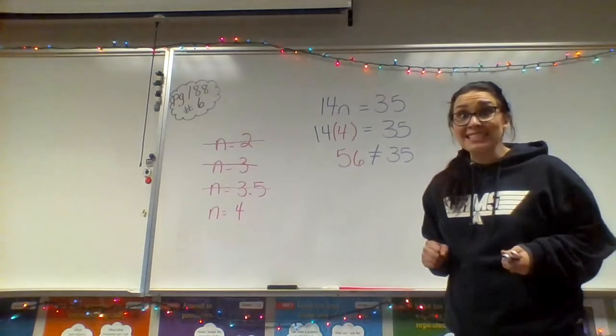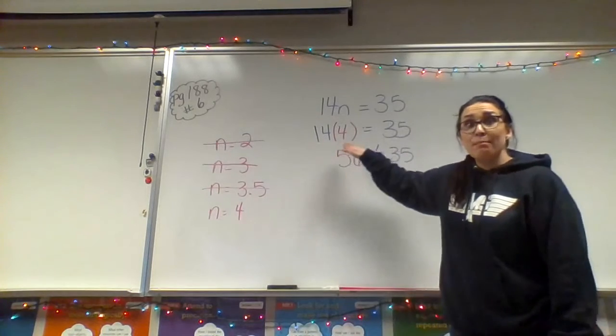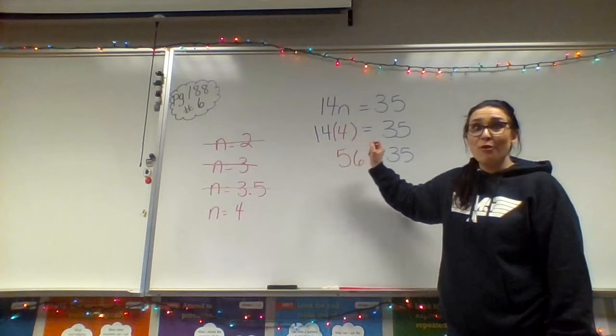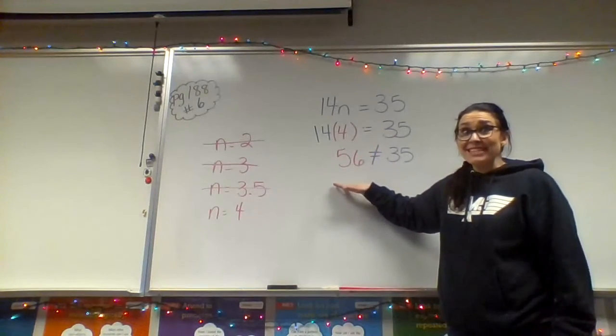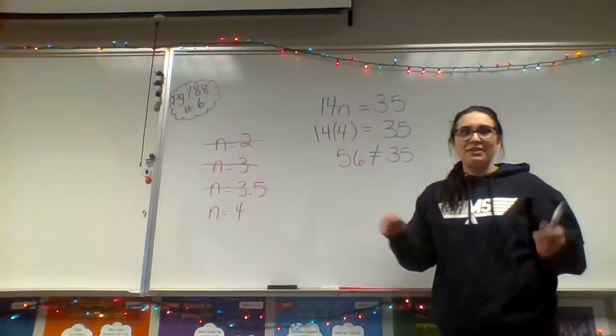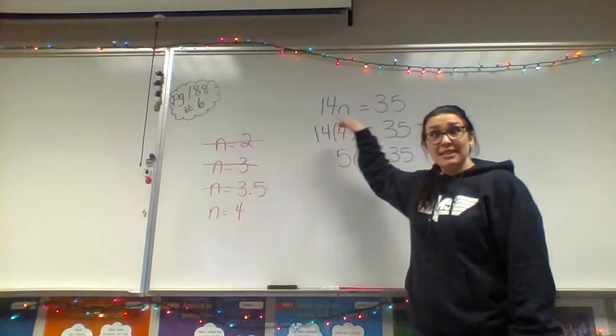Lastly, my friends, the last possible solution we had was 4. But when I plug in 4 to this equation, I have 14 times 4. That actually equals 56. And again, my friends, we know that 56, 35, not the same number. Therefore, 4 is also not a solution to this equation.